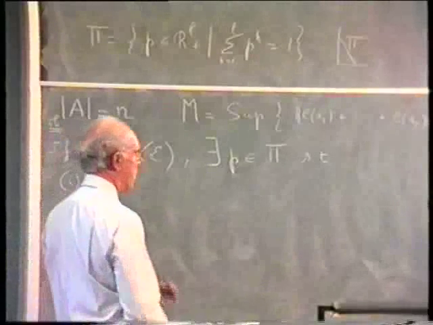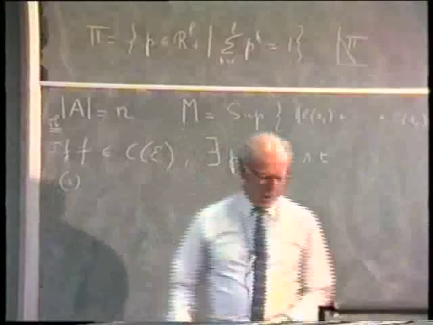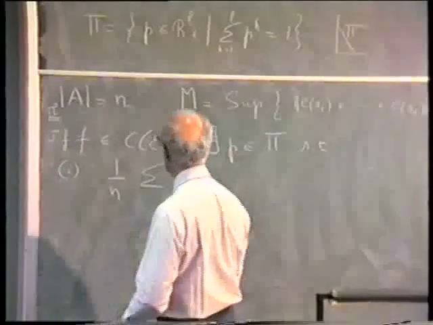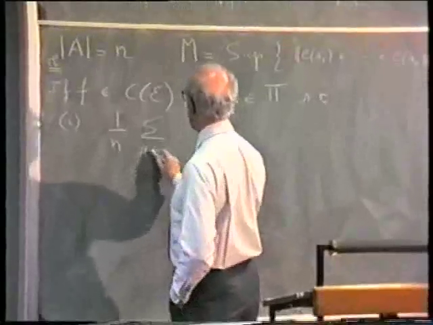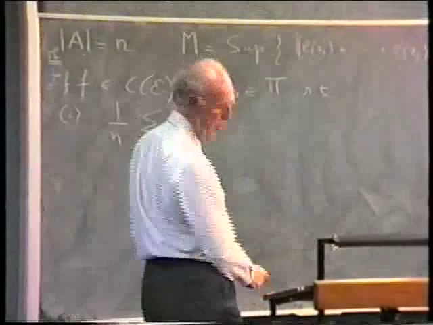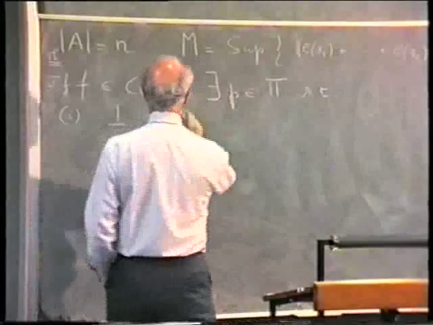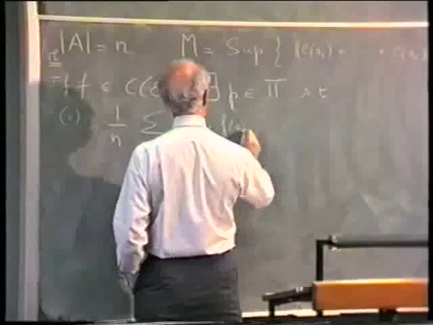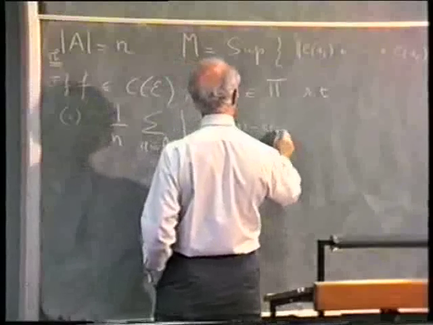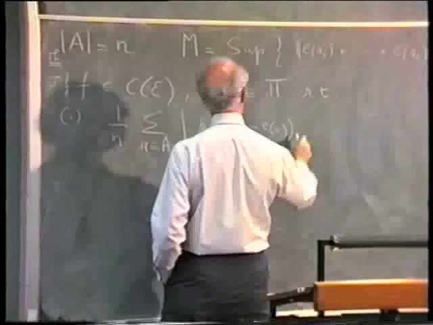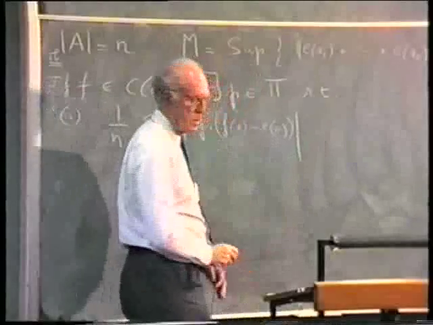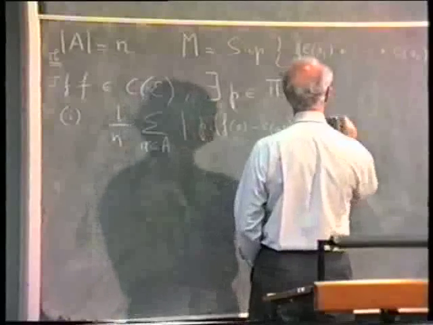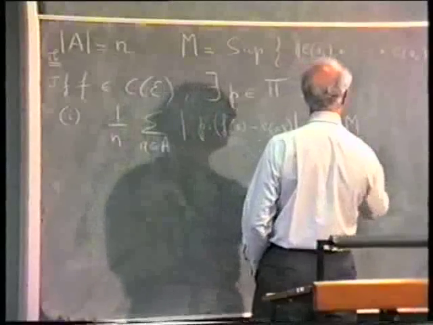So the first inequality is that the average, 1 over n, the summation over all the agents of the absolute value of p dot f(a) minus e(a), is smaller than or equal to 2M over n.